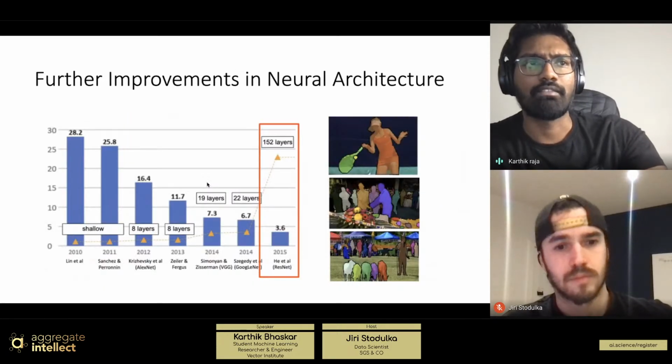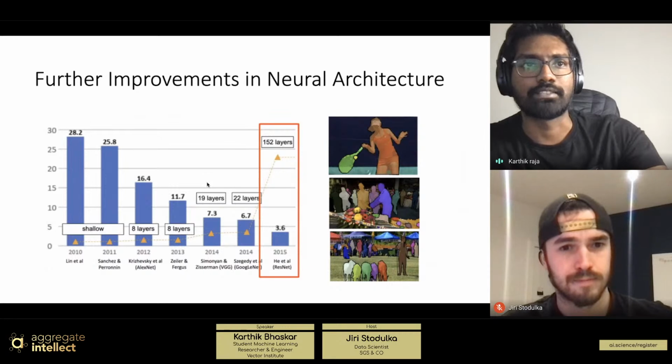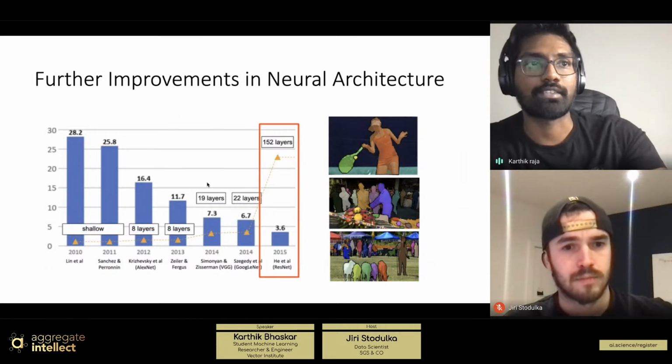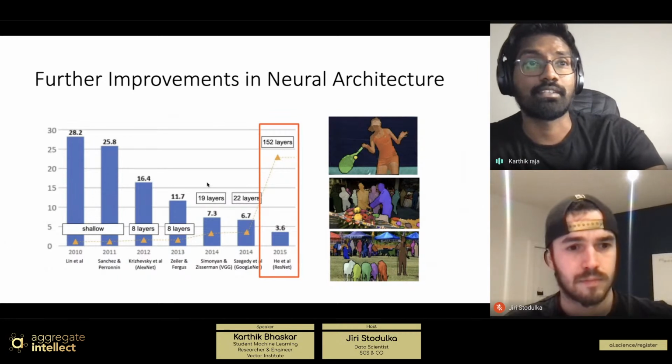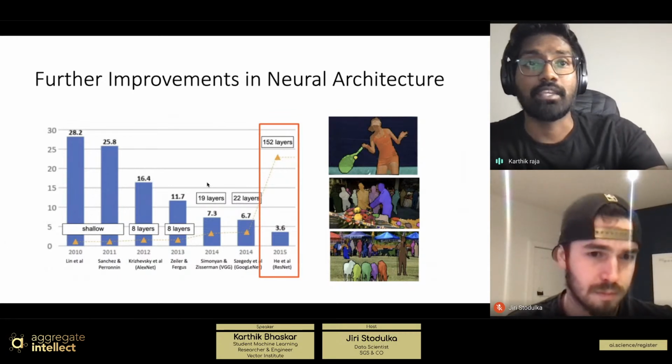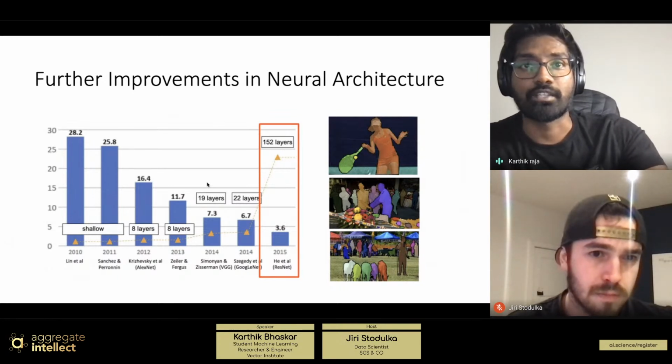Also, as you can see in the graph, each year there are further improvements in neural architectures that improve the results. During this time, the deep learning community came up with several backbone architectures, like ResNet, DenseNet, and EfficientNet, that can be used in almost all computer vision tasks.